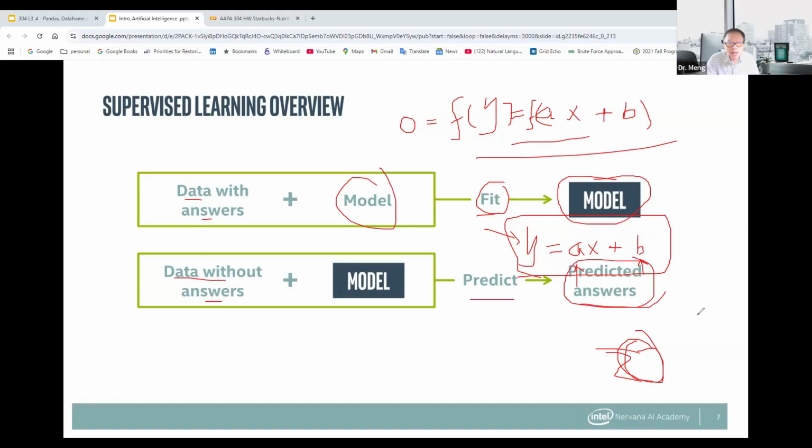The answer should be accurate, right? Should be accurate enough, isn't it? Yep. So this is a supervised learning process. The process is we're going to do training using data to train it.